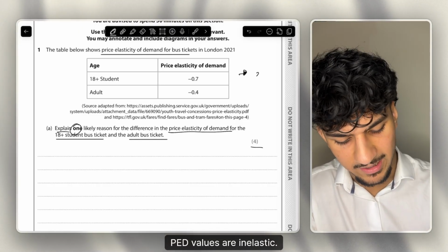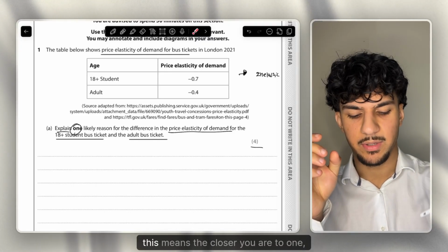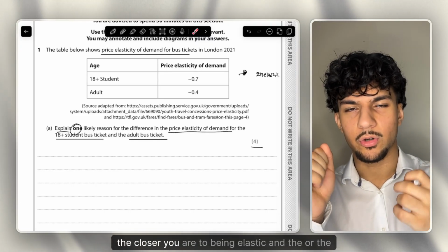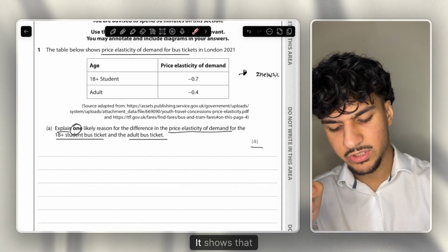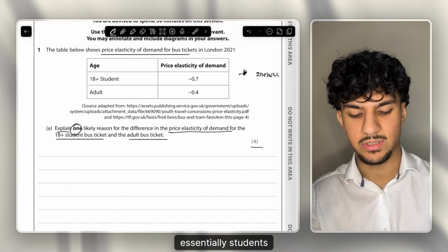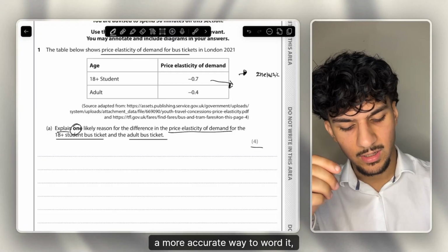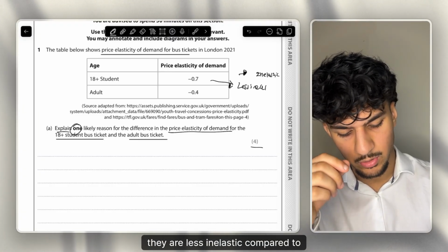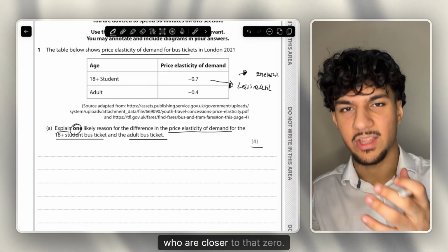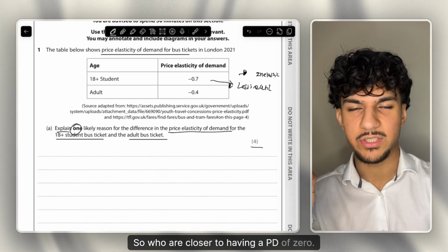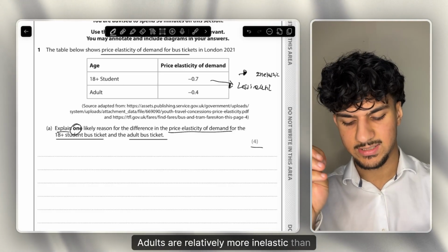PED values are inelastic. So like I said, 0 to 1 is inelastic and 1 and above is elastic, this means the closer you are to 1, the closer you are to being elastic, or the less inelastic you are. So what does this table show? It shows that 18 plus students have a higher degree of elastic demand, or a more accurate way to word it, they are less inelastic compared to adults, who are closer to having a PED of 0, thus they are more inelastic. So it's all about relativity. Adults are relatively more inelastic than students.